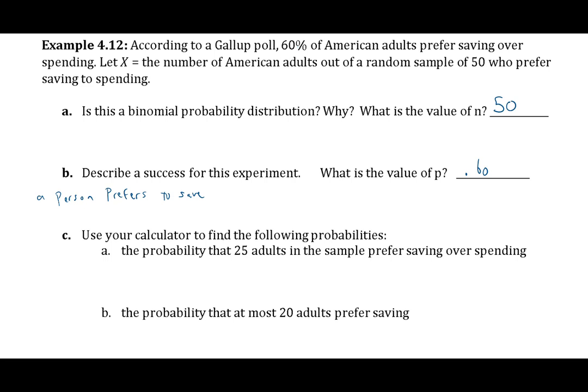Next, we want to use our calculator to find the following probabilities. The probability that 25 adults in the sample prefer saving over spending. Well, again, n is 50. The probability of success is 0.6. And in this case, we want x to be exactly 25. So we have two different options here.